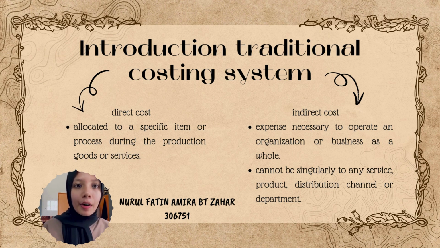Meanwhile, indirect costs are expenses necessary to operate an organization or business as a whole. The cost item cannot be singularly assigned to any service, product, distribution channel, or department. Examples of indirect costs are the cost of heating and cooling a building, electricity for the administration office, and security system.